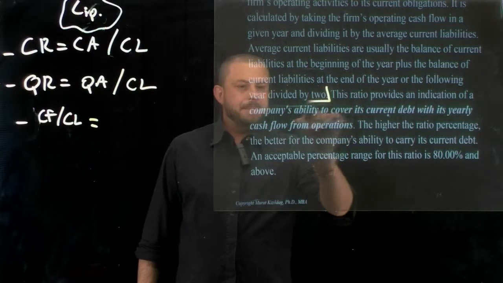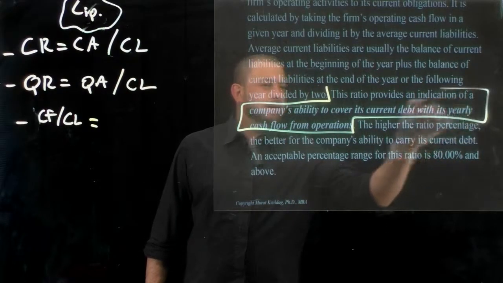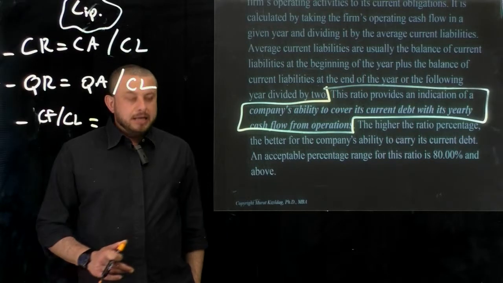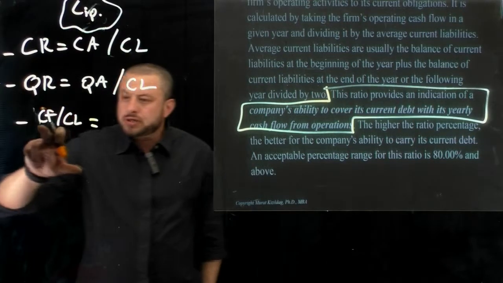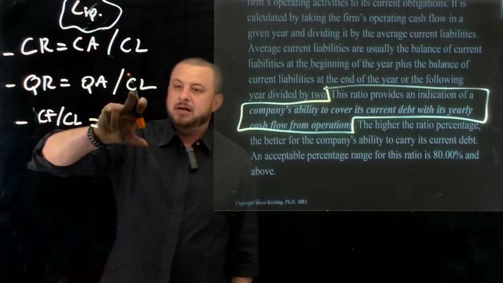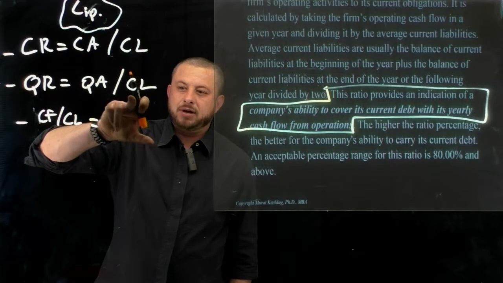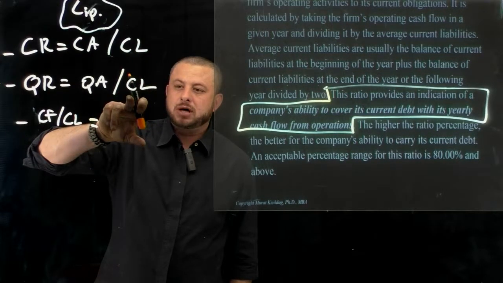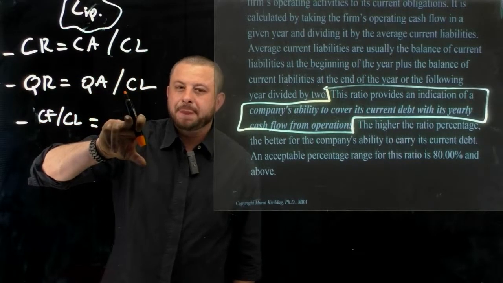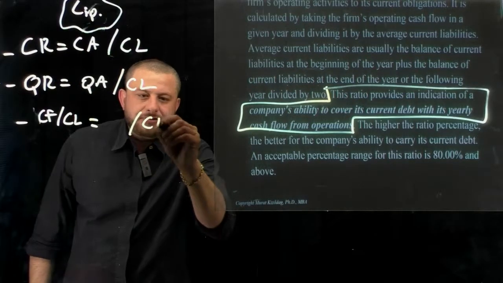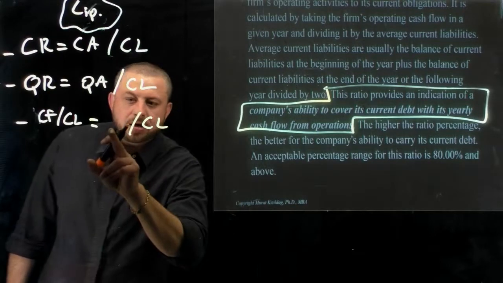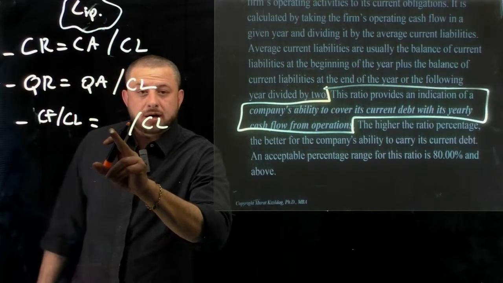This ratio, as I said, provides an indication of the company's ability to cover its current liabilities using your cash flows. Look, in previous ratios, we tried to understand if we are going to be able to cover our current liabilities using our current assets and quick assets. This time, we are going to measure if we can pay our current liabilities using the cash flows that we generate using our assets.